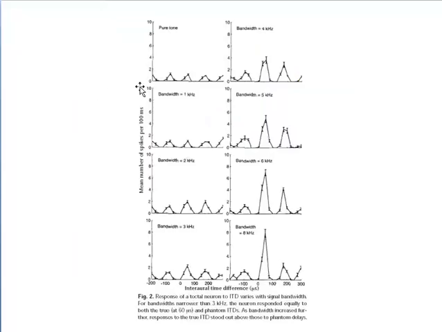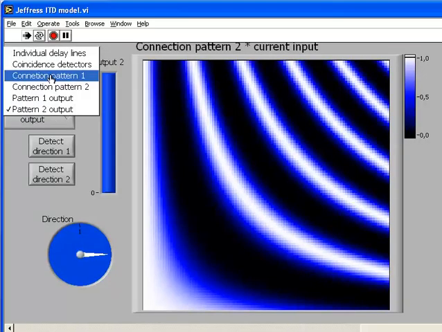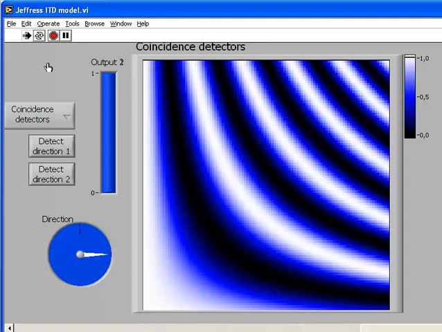Now, if you look at the output of those next stage neurons, it actually depends what kind of tone you give them, what kind of input. And that is because of the following. Let's look at the coincidence detectors again. Here we have a broadband sound with all the sound frequencies present. What would happen if we gave it only a narrowband sound?